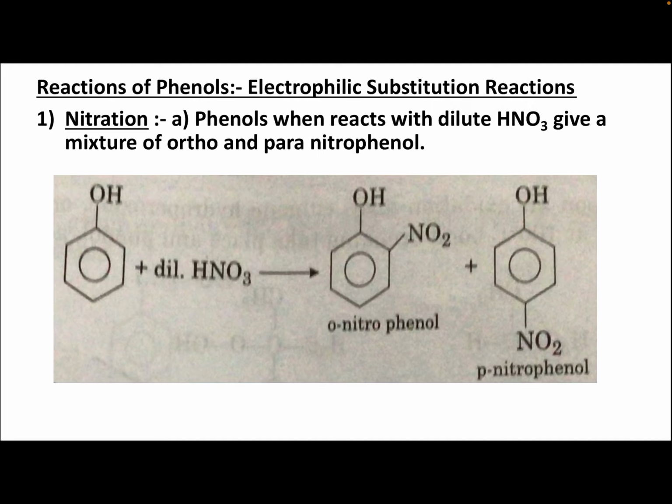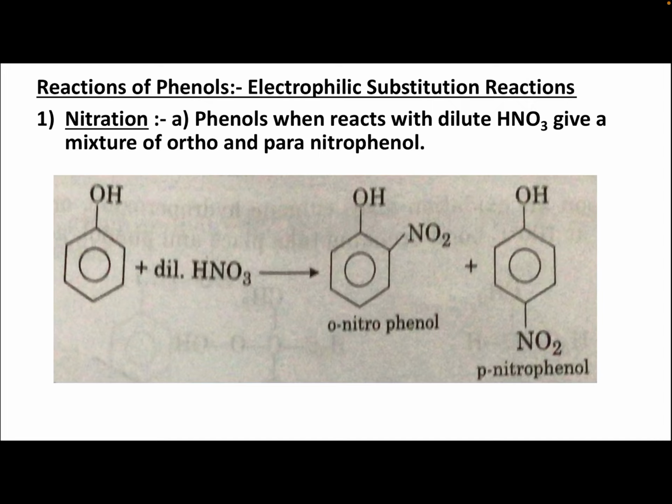First is nitration. When phenol reacts with dilute nitric acid, it gives a mixture of ortho and para nitrophenol. So on nitration, you are getting ortho and para nitrophenol. Why are we getting ortho and para nitrophenol? We have studied in the last lecture why phenol is ortho para directing.